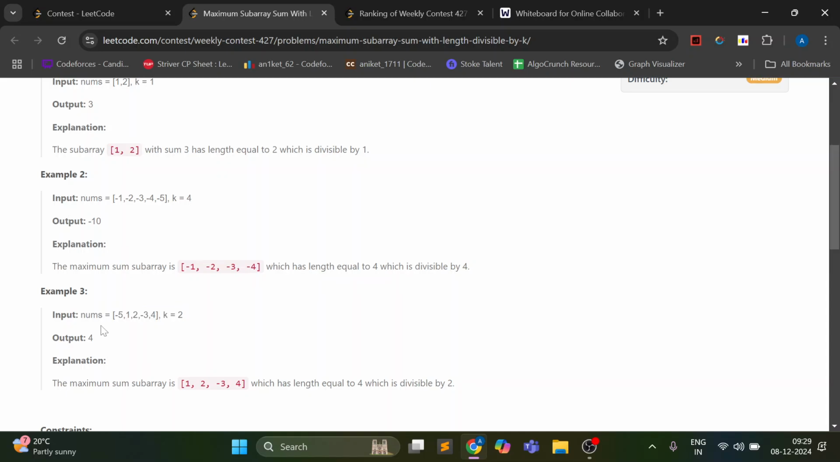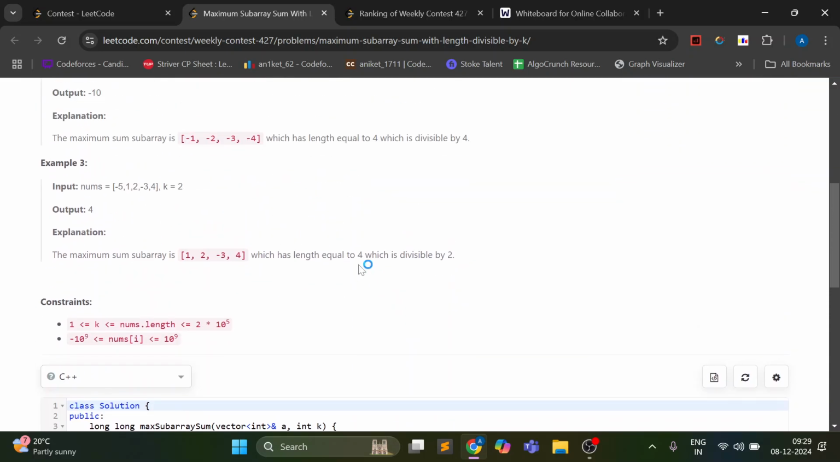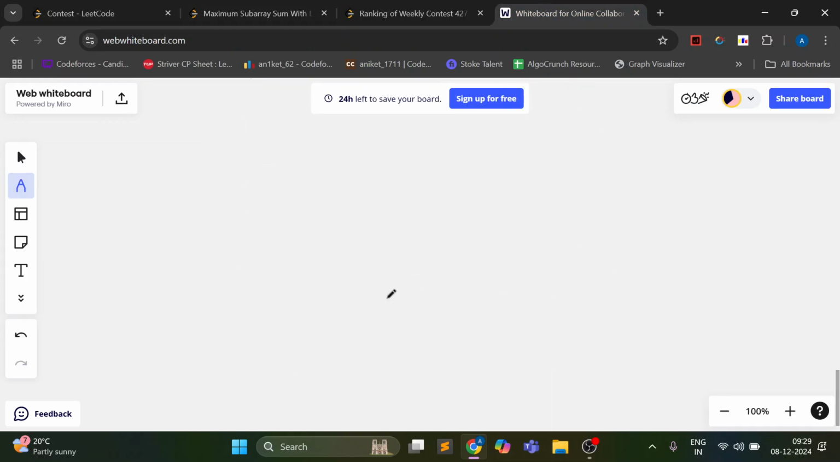And in the third case, we have minus 5, 1, 2, minus 3, 4. And this is the subarray which forms the maximum sum of 4, which has length 4 and which is divisible by 2. So, two concepts. Let's write it down first.